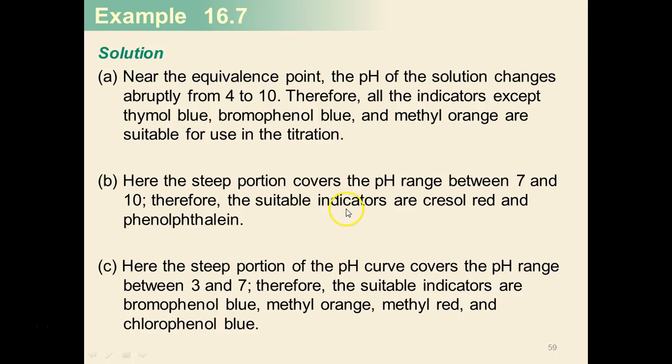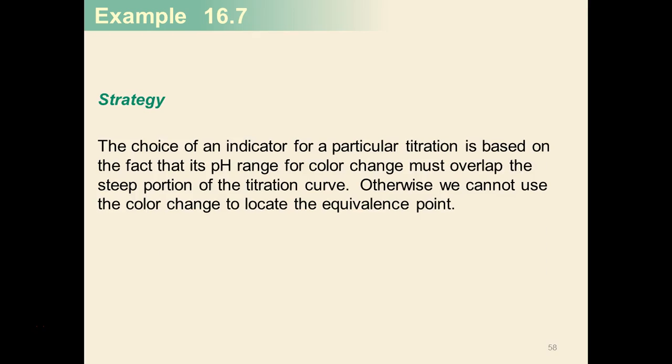So the steep portion of the curve. Now, that steep portion always contains the equivalence point. That pH is between 7 and 10, so suitable indicators are cresol red and phenolphthalein. Now, these are from a table in your book. You'll be given values on any assessment, so you're not going to have to memorize the pH ranges of each of the indicators, but you do have to know how to use them.